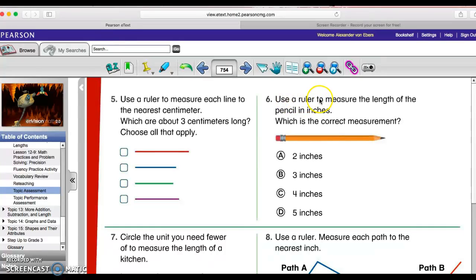Number six, use a ruler to measure the length of a pencil in inches. Which is the correct measurement? So this pencil, not your pencil, this pencil. Is it 2 inches, 3 inches, 4 inches, or 5 inches? This pencil, measure it.